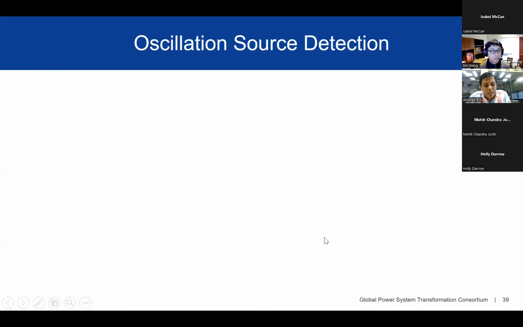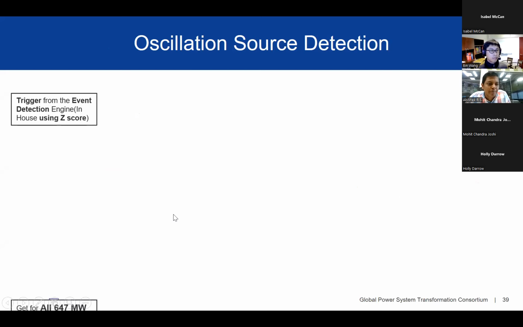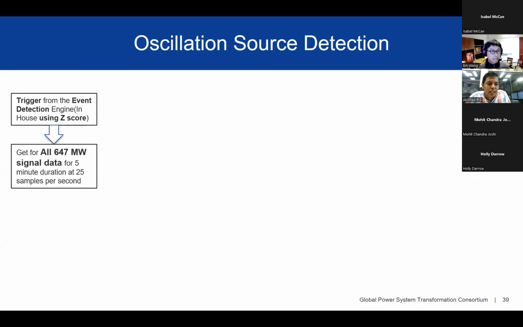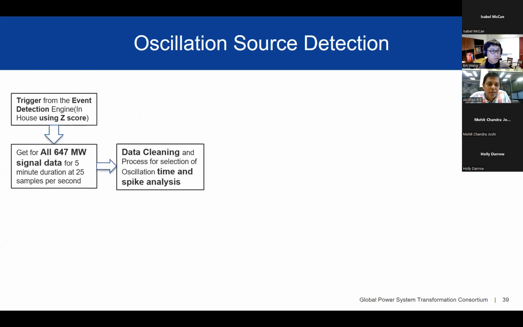Now we'll go through the workflow of the implementation here. First, the OSLp engine will be triggered by an event detection engine that is developed in-house using the JetScore method. Once we get the trigger, we'll extract all the megawatt signals from the GE UART-DSM servers for a 5-minute duration at a data rate of 25 Hertz, which is a very large data. After getting the data, we are cleaning the data to remove all the lines which are out, and then we will perform the time analysis and spike analysis to find out the time at which the oscillation is present.